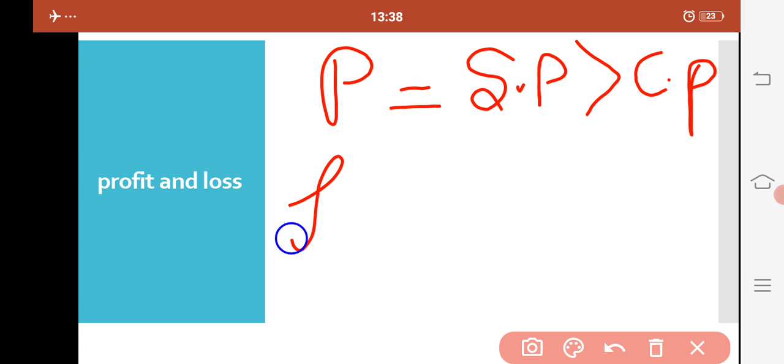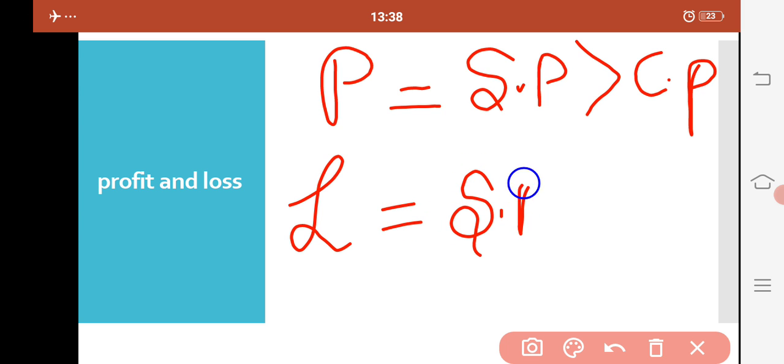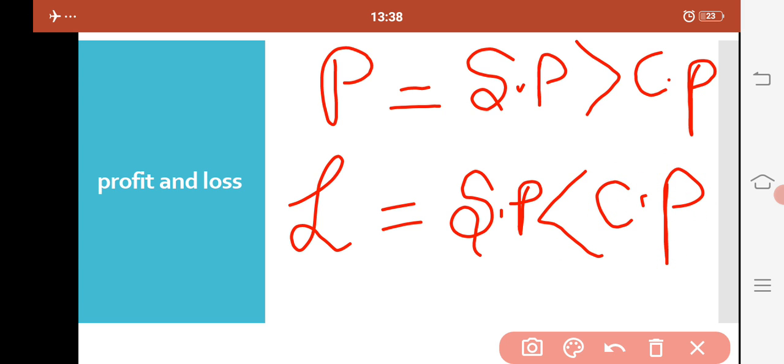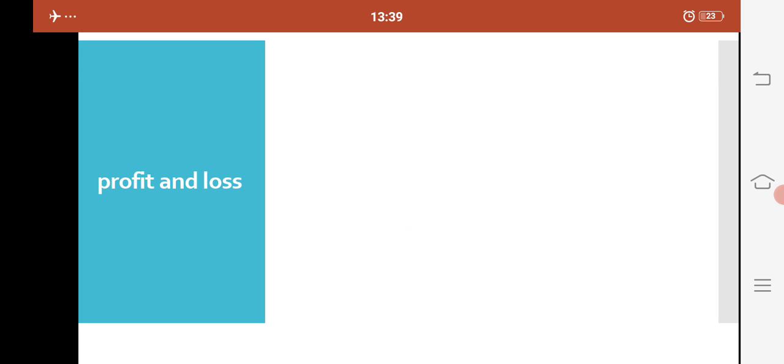Now about loss. Loss is when you are selling an object at a price less than the cost price. That means if you have bought that same television at rupees 16,000, that was your cost price, and if you are selling it at 10,000, that means you are suffering a loss. Is that clear? So we have already discussed profit and loss and its concept with the help of the example.